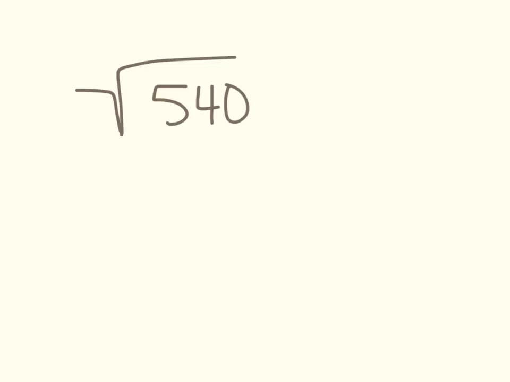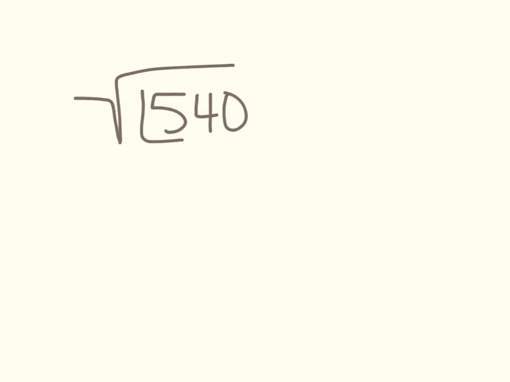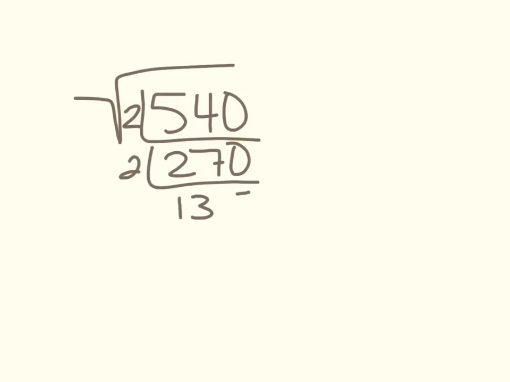Okay, so we're going to take the square root of 540. I see it's even, so I can always start dividing by 2, and I get 270. 270 ends in a 0, so that means it's even, and I can divide it by 2 again, and I get 135. Now that 135 is odd, I know that I can't divide by 2 anymore, so my next prime number after 2 is 3. And I want to check and see if I can divide by 3.